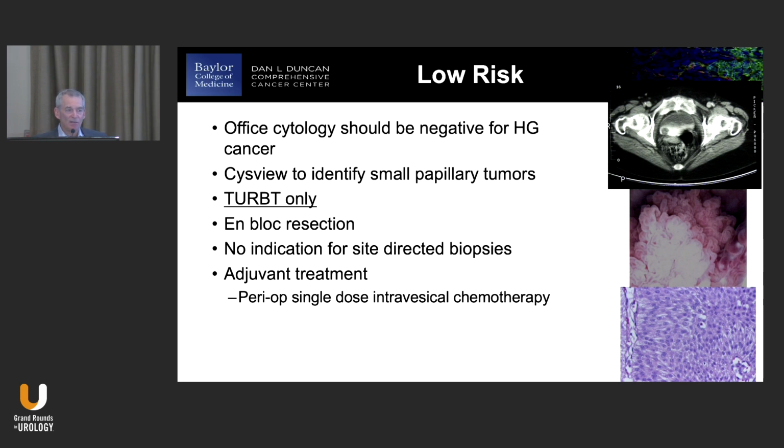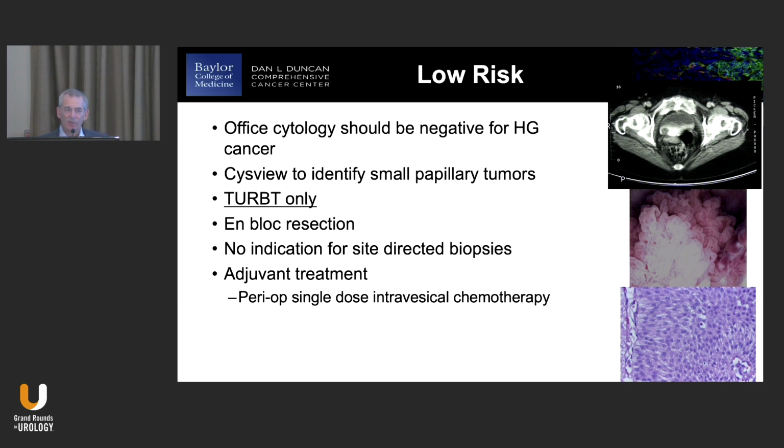TURBT only. There is no indication for doing site-directed biopsies in a patient with a low-risk tumor, period, unless you, of course, see something suspicious. And then the standard of care is a single-dose perioperative chemotherapy. Level 1 evidence.